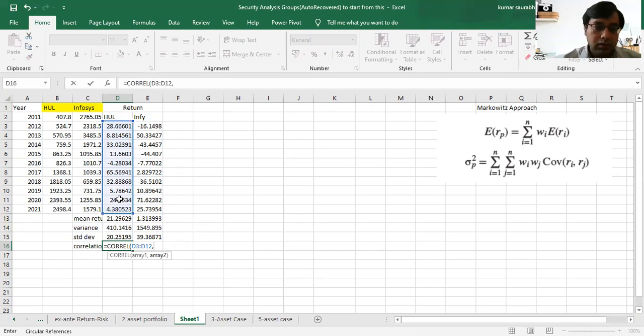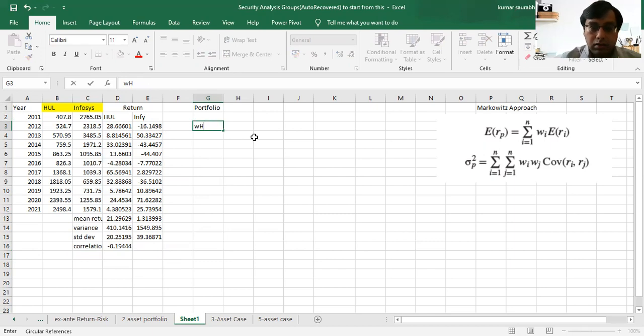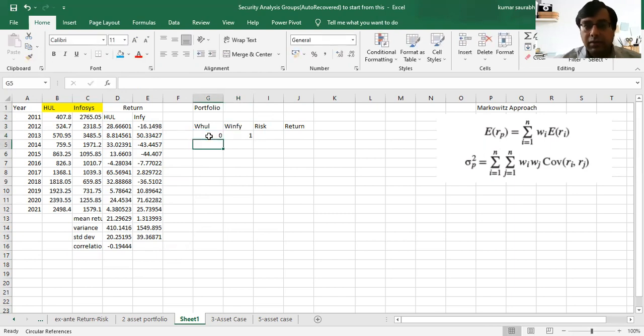I've entered the first data array and the second. Correlation among securities is minus 0.1944. Now I'm forming the portfolio. For the portfolio, I'm putting different weights on Infosys and HUL, and correspondingly what will be the risk of my portfolio and return of my portfolio. So let's say I'm putting zero weight, means I'm not investing anything in HUL, then my investment in Infosys will be 1 minus whatever I have invested in HUL. So that is 100% will be in Infosys only.